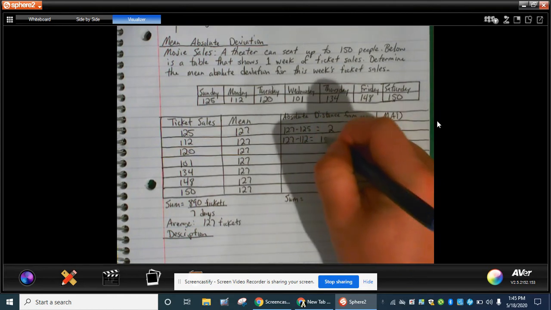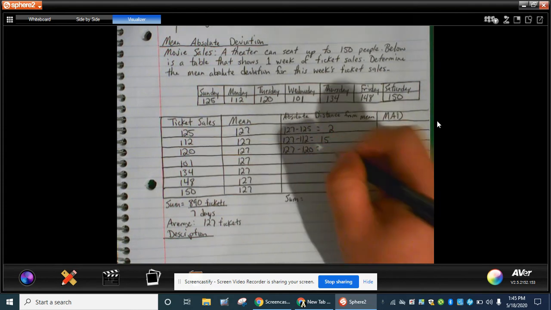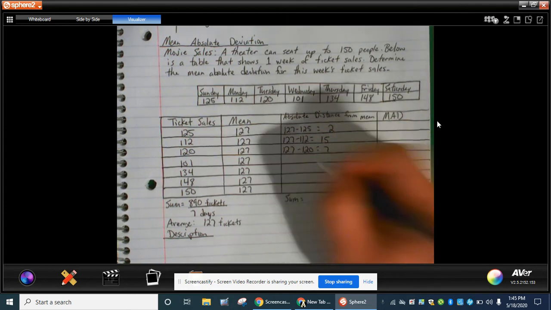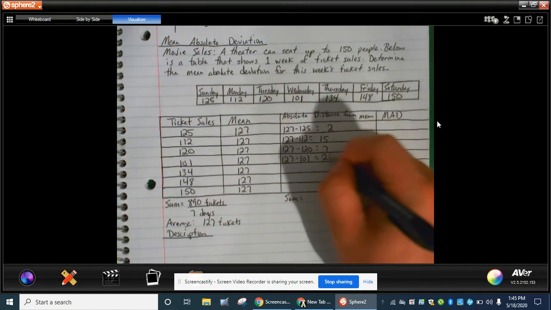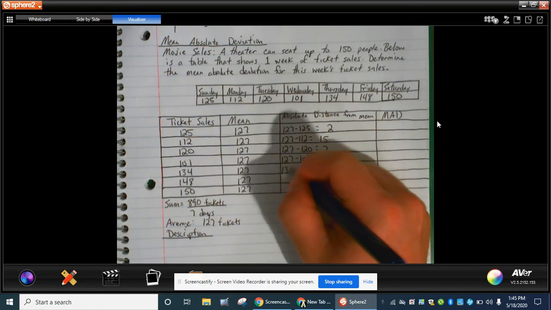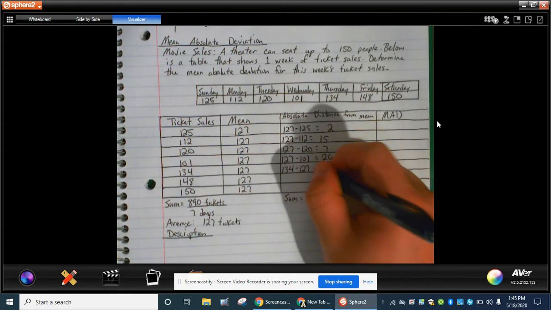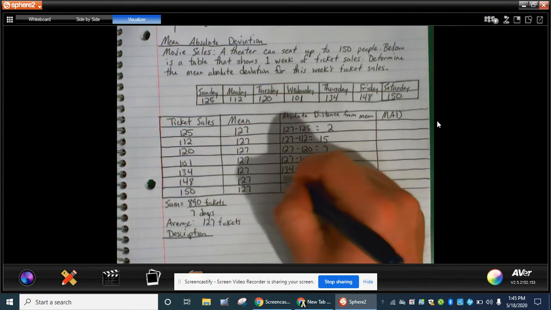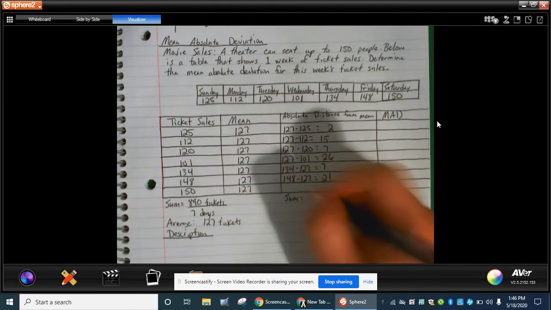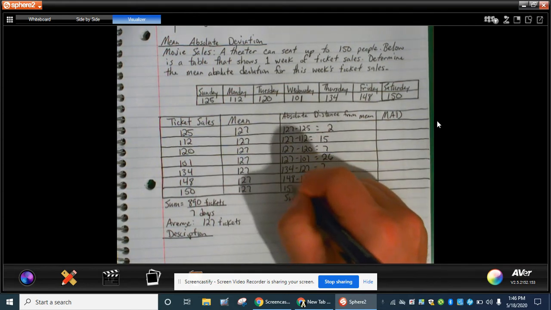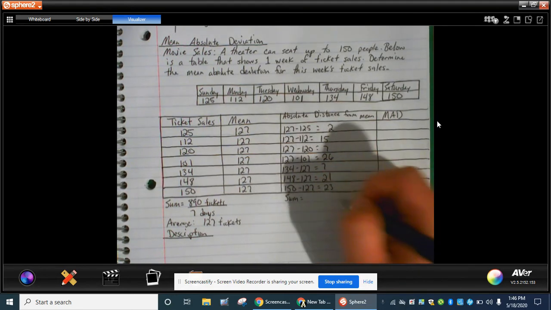So now 127 subtract 112. That's going to be 15 tickets. 127 subtract 120 is going to be 7 tickets. 127 subtract 101 is going to be 26 tickets. 134, again, the larger number, subtract the smaller number. 134 subtract 127 is going to be 7 tickets. 148 subtract 127 is going to be 21 tickets. And then 150 subtract 127 is going to be 23 tickets.